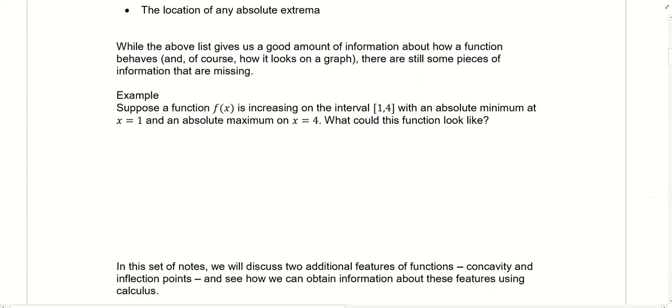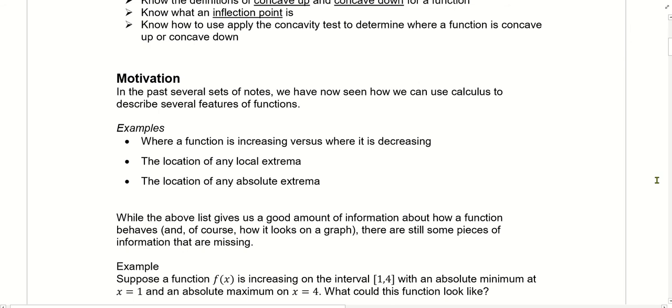So in most of the recent sets of notes, we took a little side detour when we were talking about optimization in the previous set of notes. But for the past several notes, we've been talking about how we can use calculus to describe features of functions. So we talked about where the function is increasing or decreasing, and we talked about finding two different types of extrema, local extrema and absolute extrema.